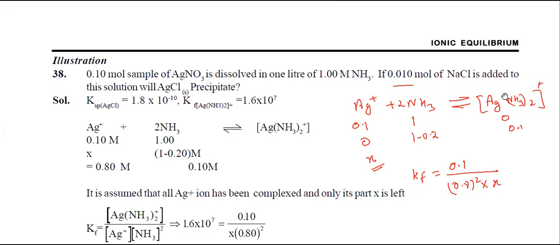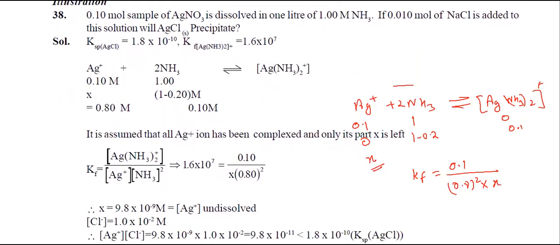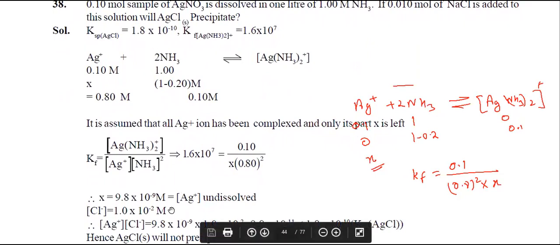Because this is a salt, right? If this will react with NaCl, right, it will form what? It will form AgCl plus NH, right? Salt of Na. Okay. So if you solve this, you will get Ag plus as this one.